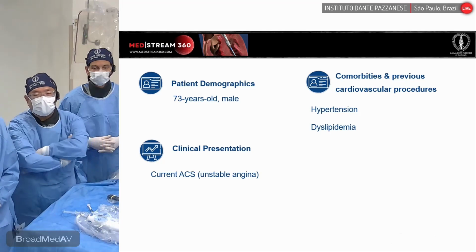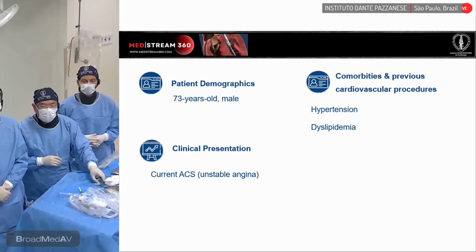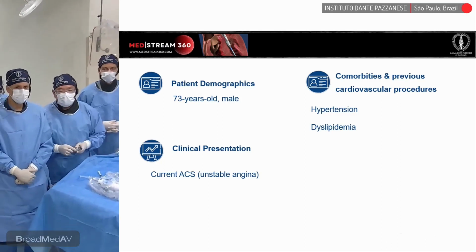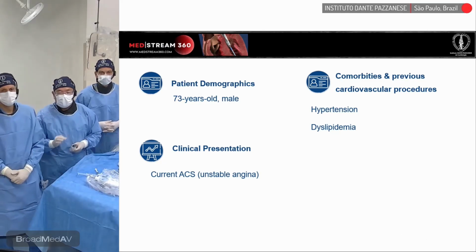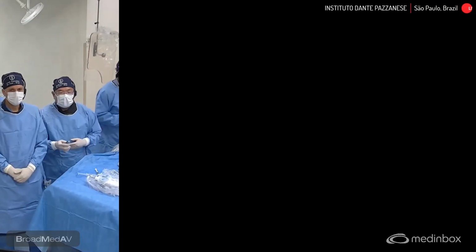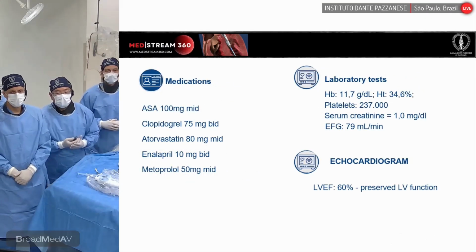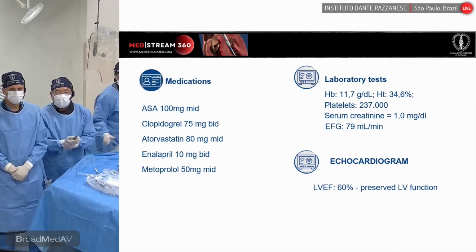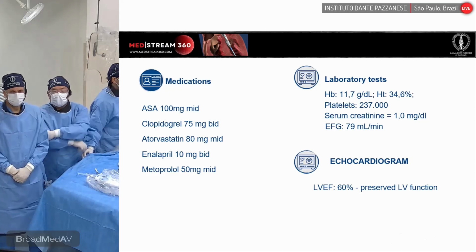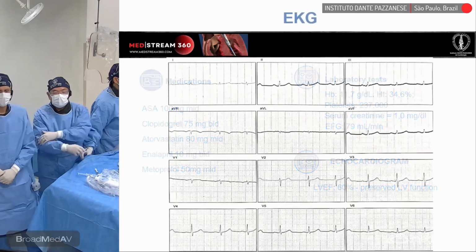So he got back to Brazil, and just this week, about yesterday, he was admitted to our ER with a current ACS, unstable angina. He has previous hypertension and dyslipidemia. The medications he is using are aspirin, clopidogrel, atorvastatin, allopurinol and metoprolol. He has normal renal function, and an echocardiogram with preserved LV function.